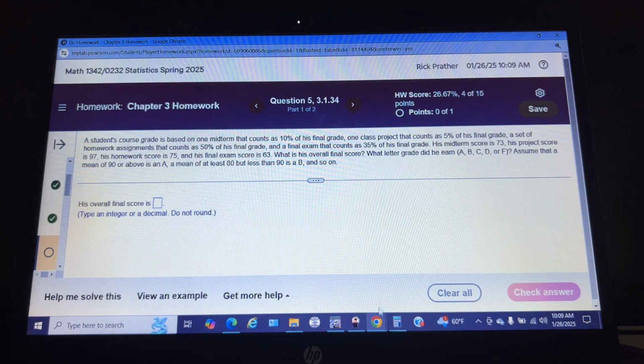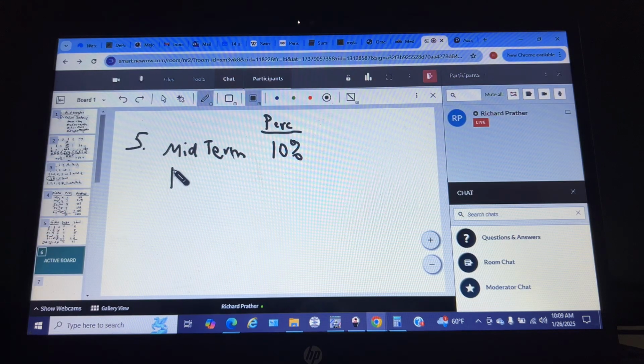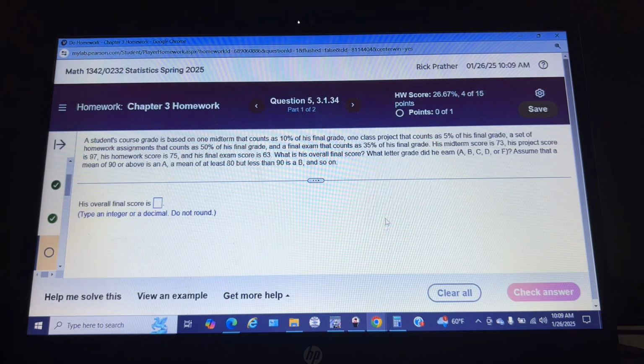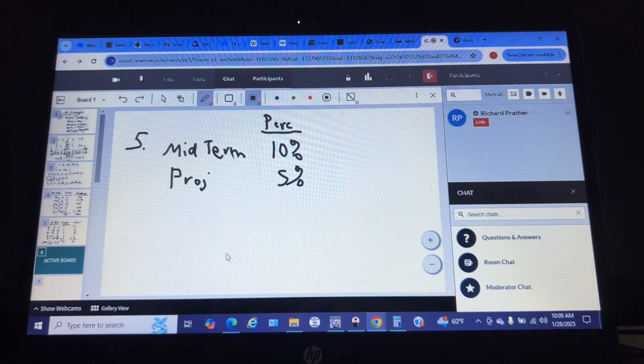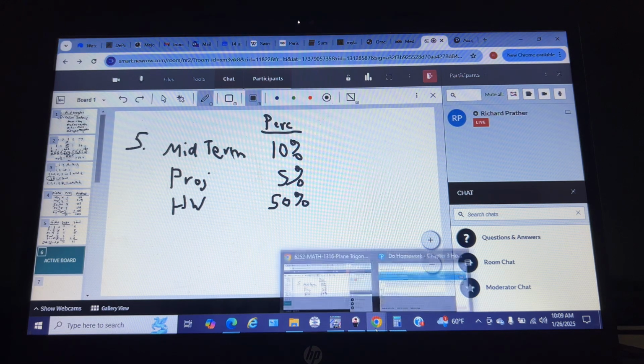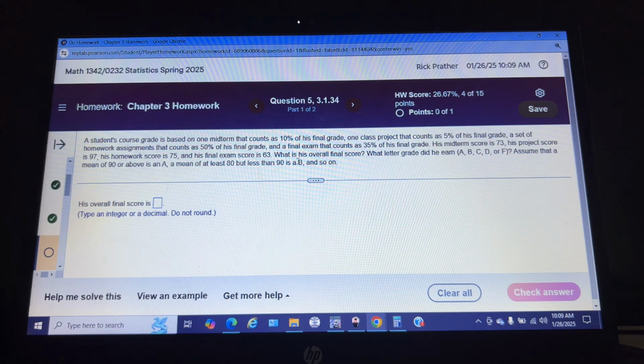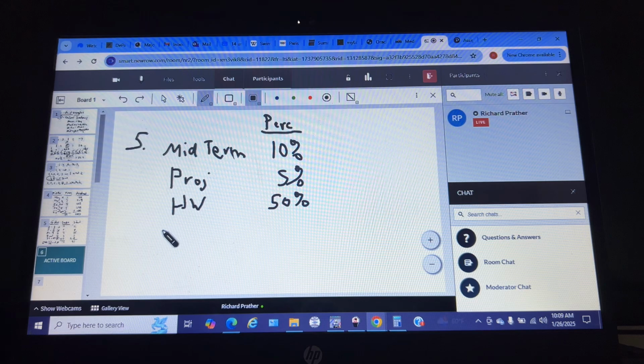One class project is 5%. So we got a project, 5%. They got homework is 50% of their grade. In our class, it's 20%. And the final exam is 35. In our class, the final is 20 also. But here it's 35.